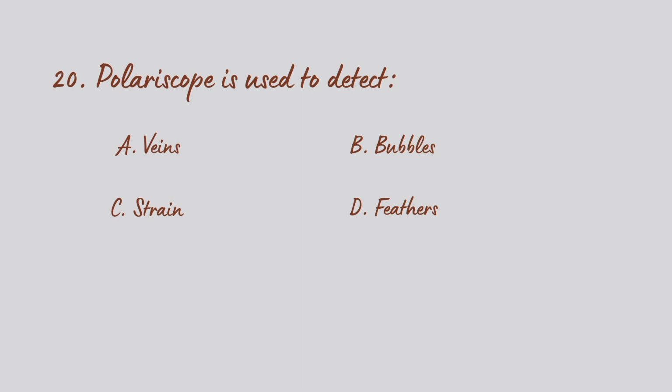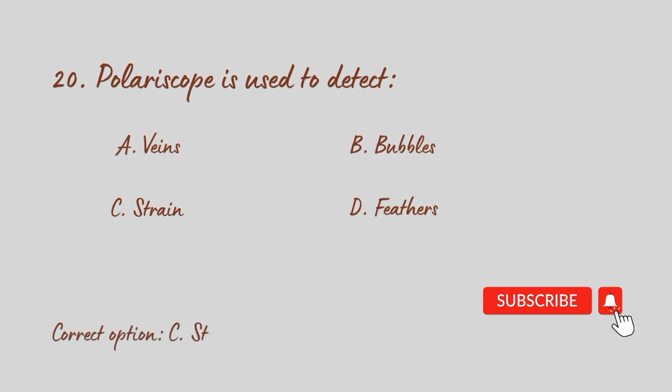Next question. Polariscope is used to detect option A, veins, option B, bubbles, option C, strain, and option D, feathers. Correct answer is option C, strain.